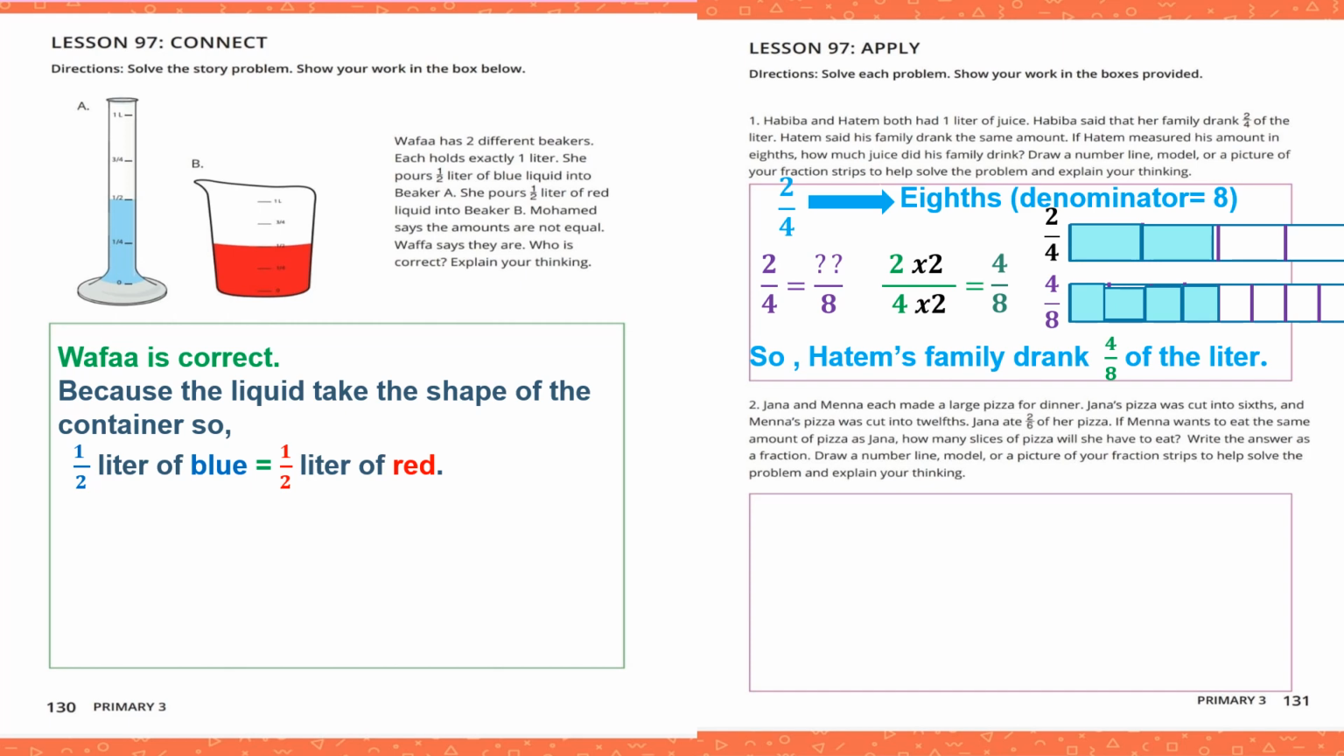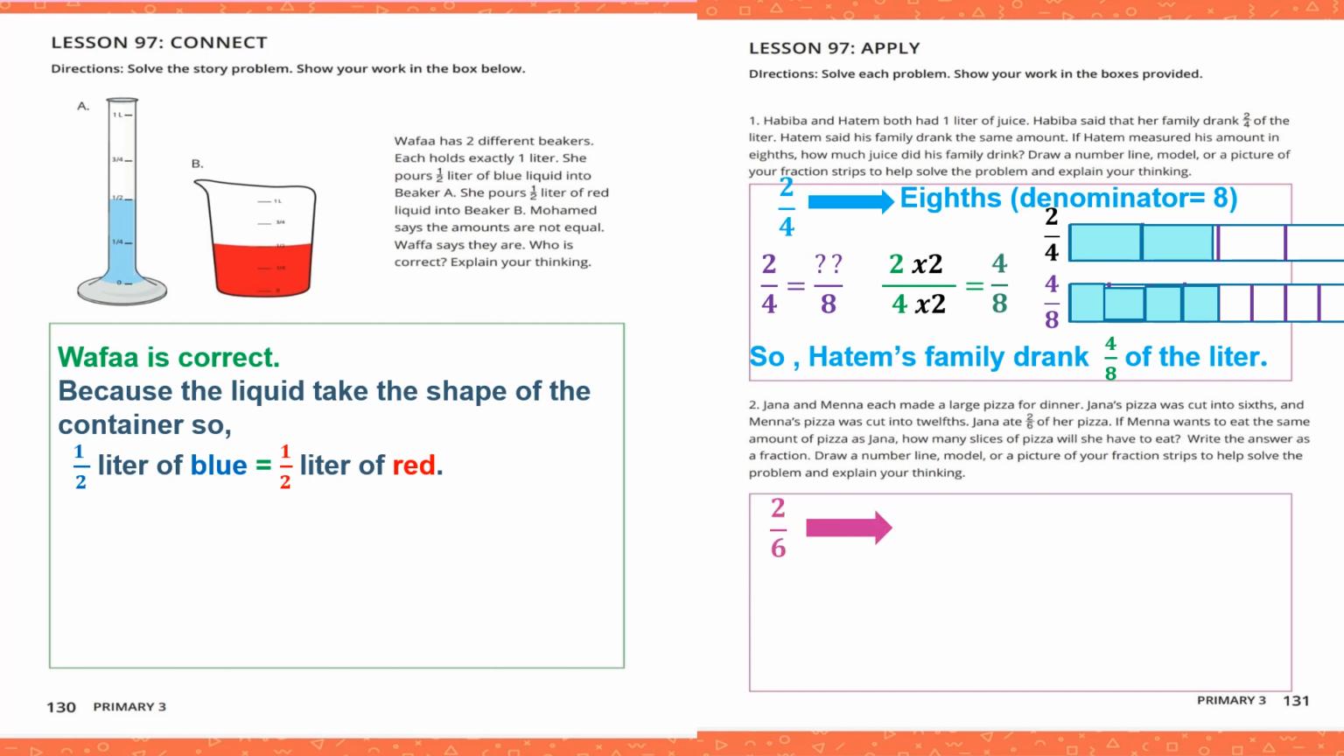Number 2, Jana and Minna each made a large pizza for dinner. Jana's pizza was cut into 6ths, and Minna's pizza was cut into 12ths. Jana ate 2/6 of her pizza. If Minna wants to eat the same amount of pizza as Jana, how many slices of pizza will she have to eat?